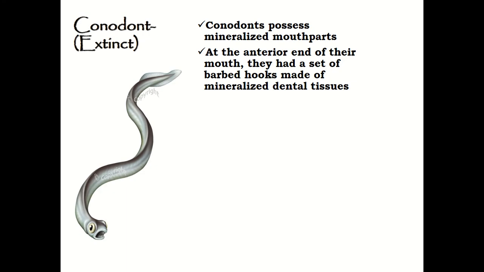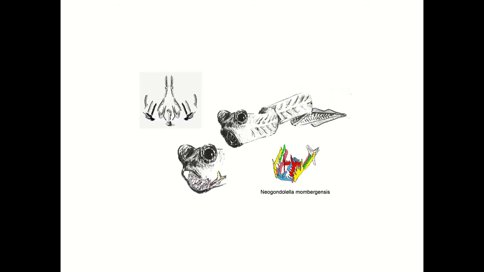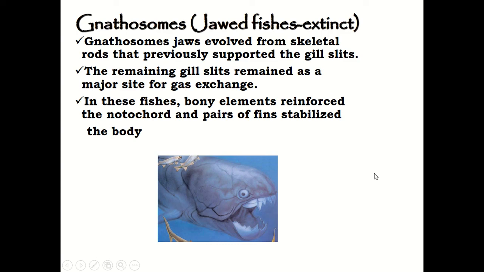And there are some examples under the subphylum Vertebrata. The first one is conodonts. Conodonts are already extinct, and they possessed a mineralized mouth part. At the anterior end of the mouth, they had a set of hooks made of mineralized dental tissues. As you can see over here, it's not so clear, but they have hooks on their mouth.